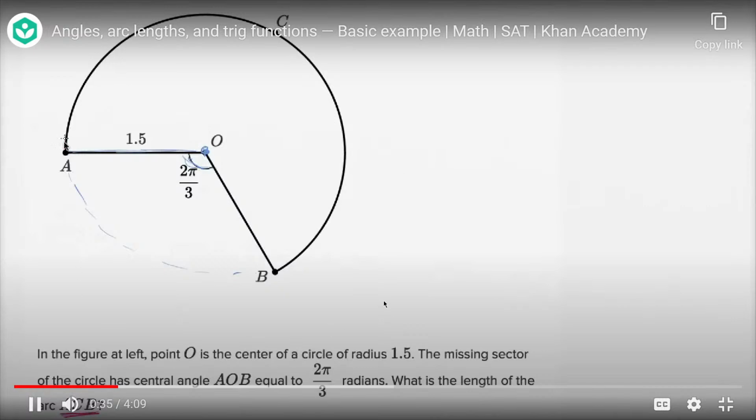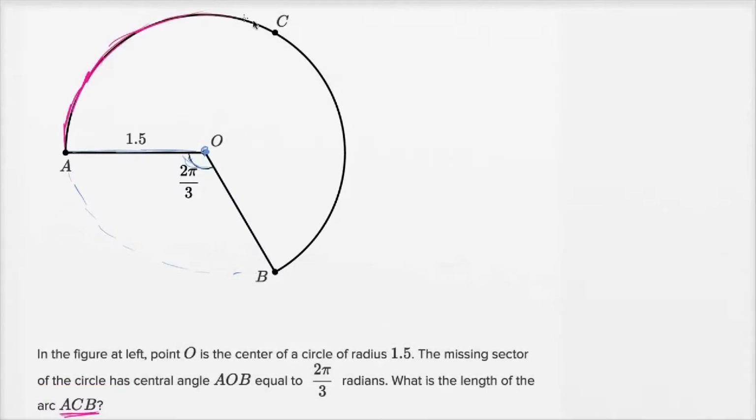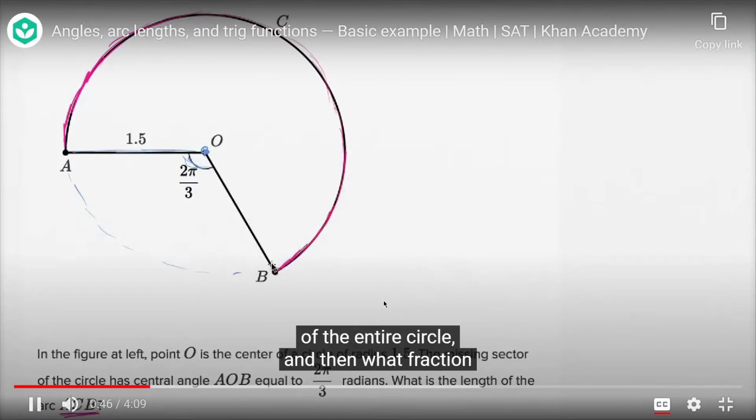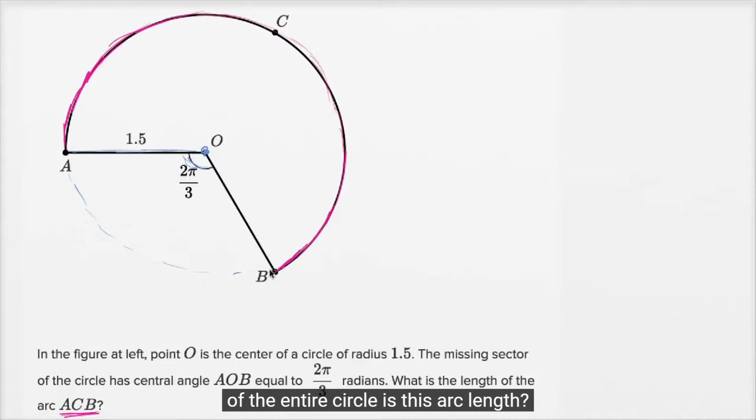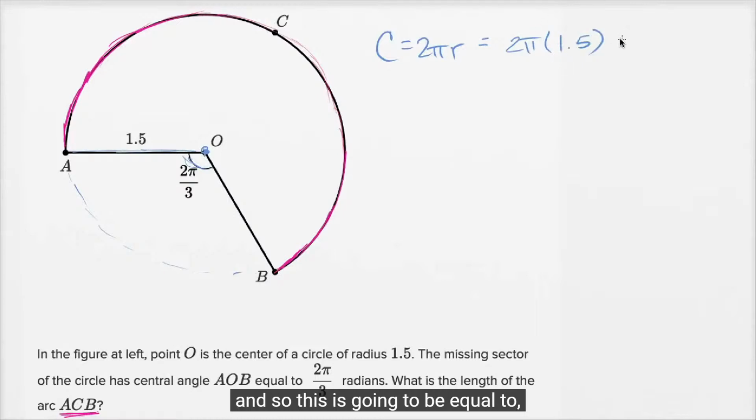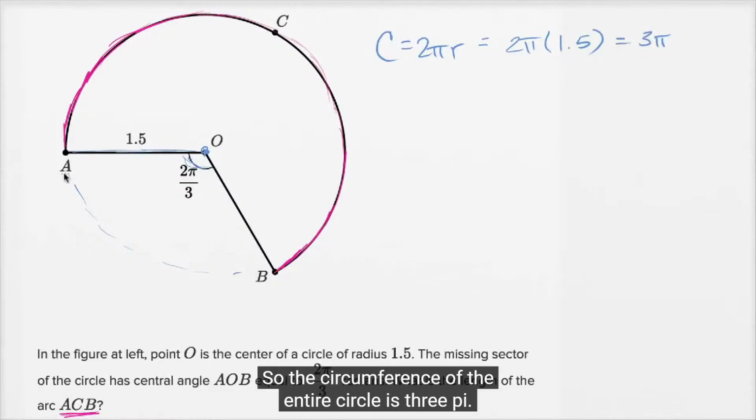is this arc. It's kind of the rest of the circle, the part that's not missing. So this is ACB right over here. Well, the way that I would tackle this, I would think, what's the circumference of the entire circle? And then what fraction of the entire circle is this arc length? So let's first think about the circumference of the entire circle. Circumference is equal to 2 pi times r. In this case, our radius is 1.5. So it's going to be 2 pi times 1.5. Now 2 times 1.5 is 3. And so this is going to be equal to 3 pi. So the circumference of the entire circle is 3 pi.